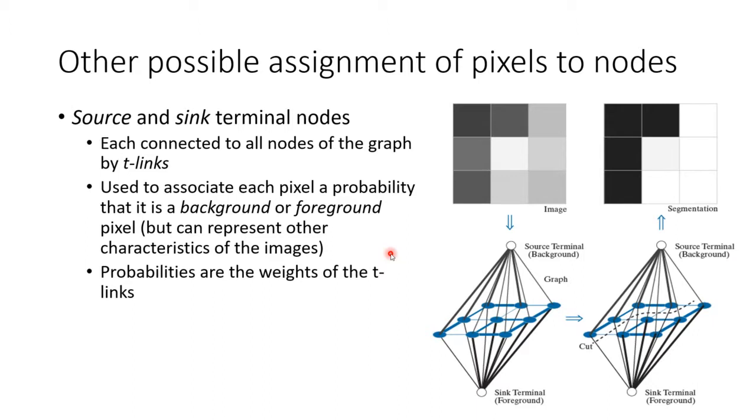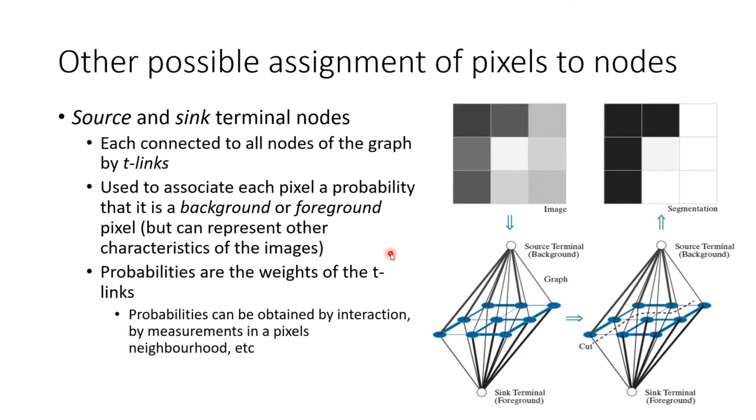The probabilities are represented as the weights of these T-links. Right. So how do you set this probability? That is a very good question. The simple answer is that it's not easy, right? Automatically, it's very difficult. Automatically, you should have some measurement of pixels in a neighborhood.